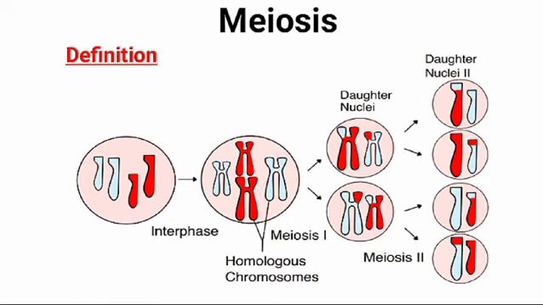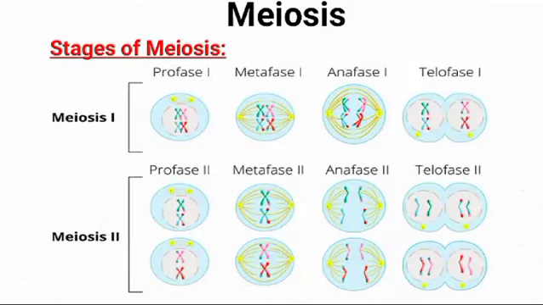Two gametes fuse during fertilization, forming a diploid cell, which is called a zygote, with a complete set of paired chromosomes. Now let's discuss the stages of meiosis. There are two stages of meiosis, which are meiosis 1 and meiosis 2. Meiosis 1 is also called reductional division, and meiosis 2 is also called equational division.